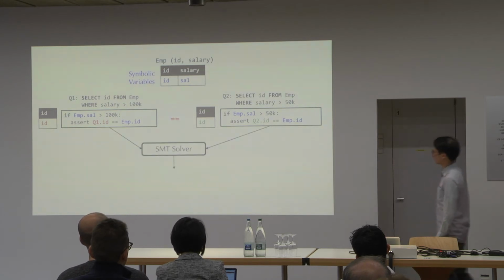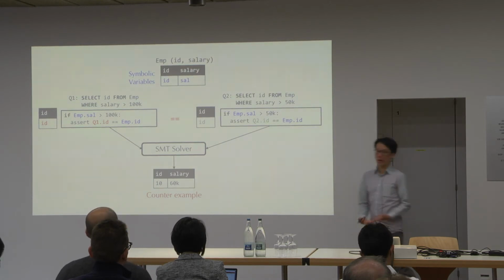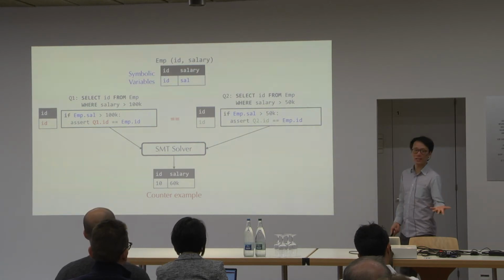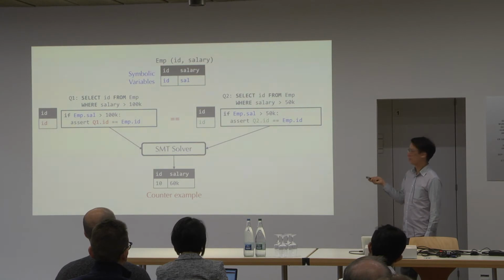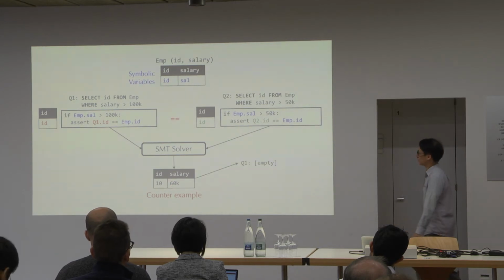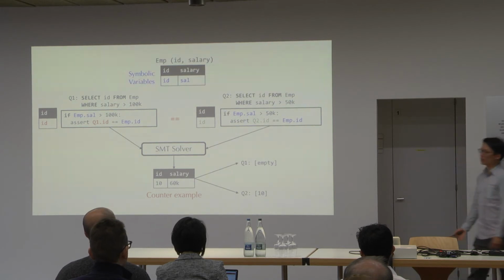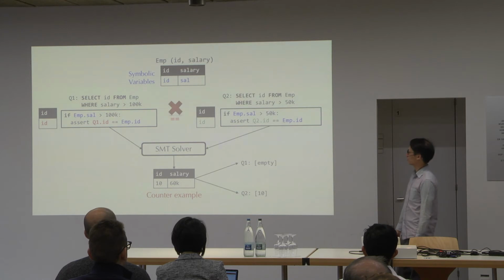So we send it over to the SMT solver, and the solver is basically going to come up with a counterexample. I mean, you and I know in this case that these two queries are actually not equivalent, right? For instance, if the concrete value of this relation is such that the salary is 60K, then if we send it to the first query on the left, it returns nothing, versus if I send it over to the right query, it actually returns the first row. So therefore, these two queries are not equivalent.